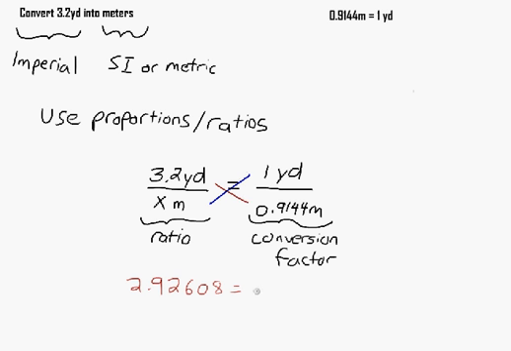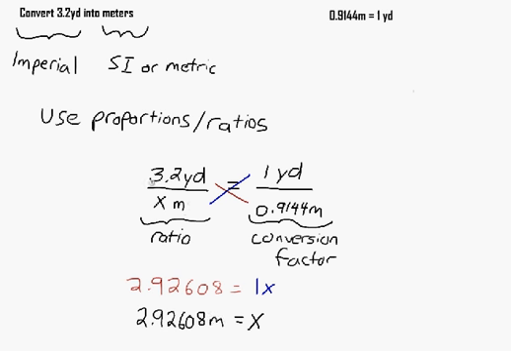So basically I get 1x. If I was to solve this for x, we only have a 1 there, which is just a placeholder coefficient, so you know what the answer is. The answer is x is equal to 2.92608, and the unit for that, well, we were looking for meters, so the unit is meters.